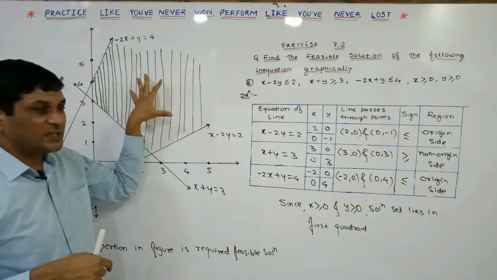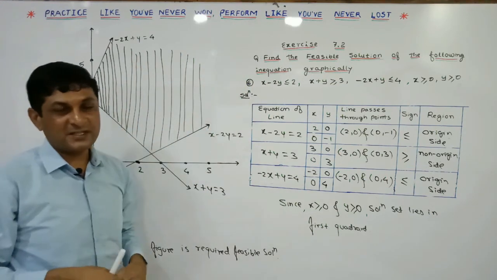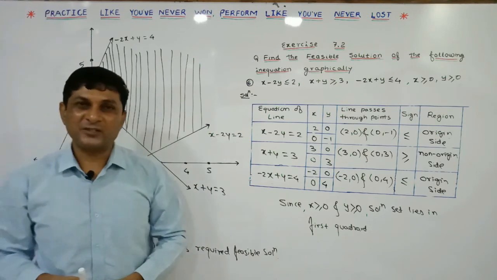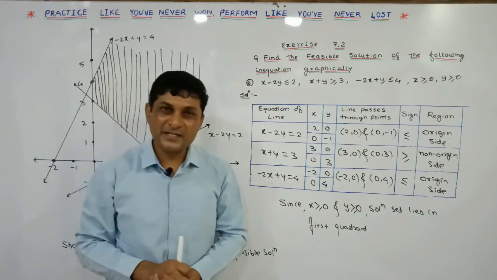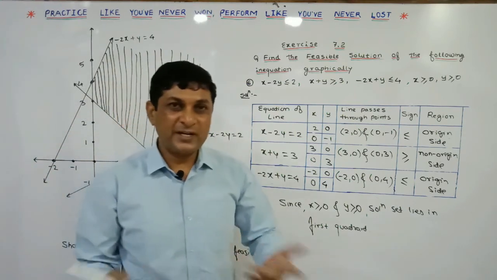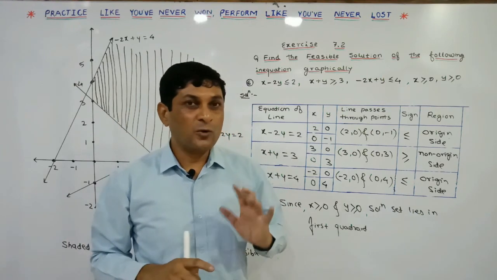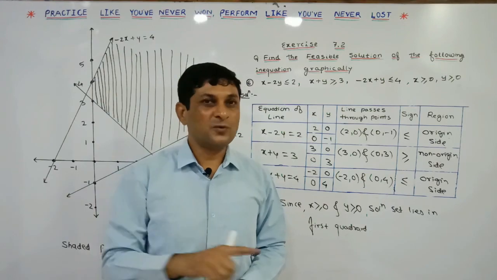So the shaded portion means the set of all points satisfies all these constraints, and such a point which satisfies all the given constraints is called what? Feasible solution. In this way we have completed exercise number 7.2. As I have already told, examples number 7 and 8 are omitted only for this academic year due to COVID-19.